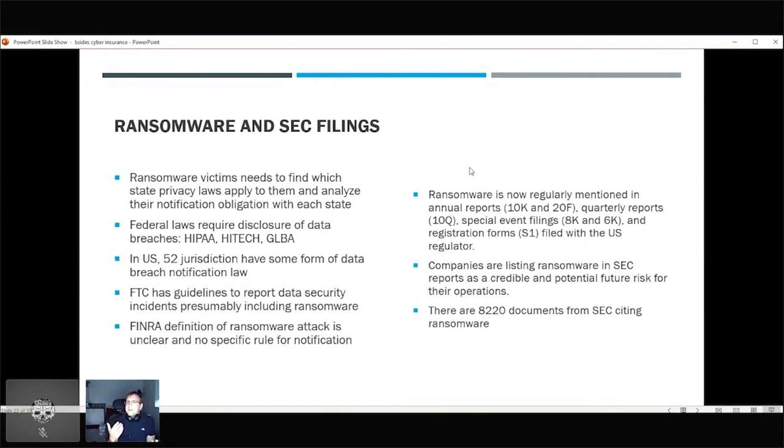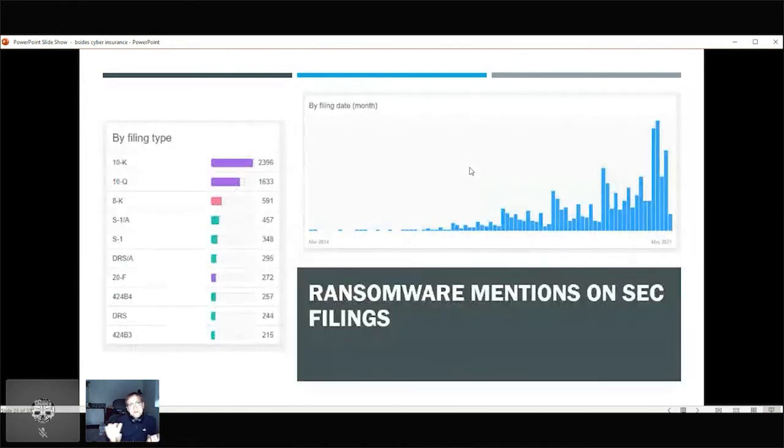But the companies are quite good at this. They mention things around ransomware in their annual reports, quarterly reports, and special event filings. It could be an attack, or the special program they have against ransomware. So it's not just reporting attacks, it's about anything related to ransomware. There are 8,220 documents mentioning ransomware. You can see this trend increasing, which is a positive thing. From 2014 there were people talking about ransomware, and over time it has been increasing. There are all sorts of filings where you can search that.